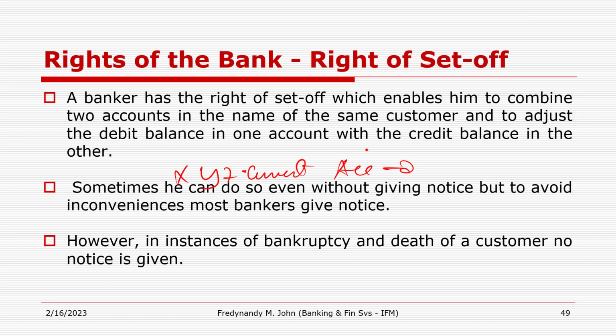Now, a right to set off enables the banker to combine two accounts in the name of the same customer in order to adjust the debit balance and credit balance to arrive at a net debit or net credit. The banker can decide to issue a notice. However, there are some instances where the banker cannot issue a notice that is going to exercise the right of set off. For instance, in the instance of bankruptcy.